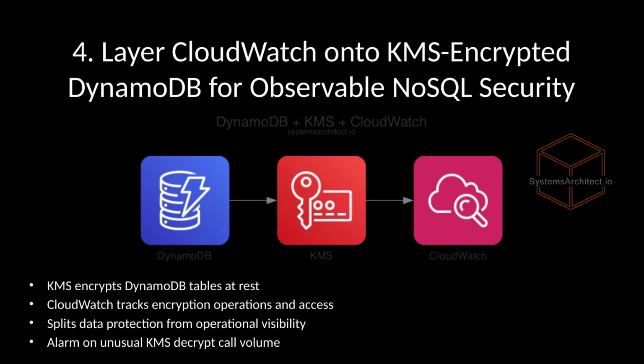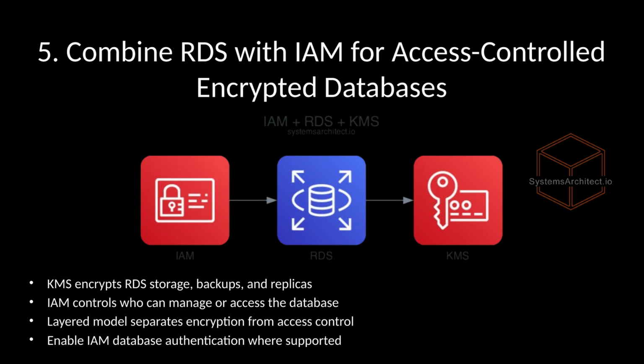5. Combine RDS with IAM for access-controlled encrypted databases. Relational databases holding personal or financial data need more than encryption on disk. KMS encrypts the RDS storage, backups, and read replicas. IAM controls who can manage or connect to the database itself.